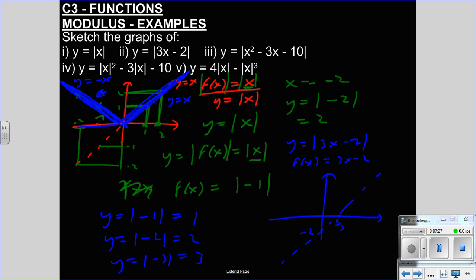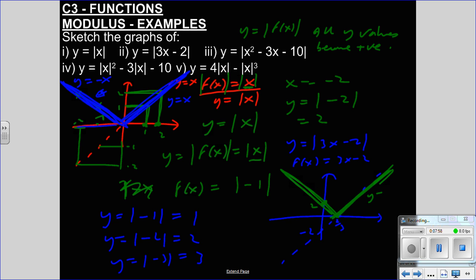And now we know that what this means when y equals mod f of x, we're saying all y values become positive. So therefore, wherever this thing dips below the x-axis, this now flops up because all of our negative y's are being modded. And therefore it flips up to make this V shape again. So therefore this thing crosses at 2, not minus 2 anymore. Here was the original graph.